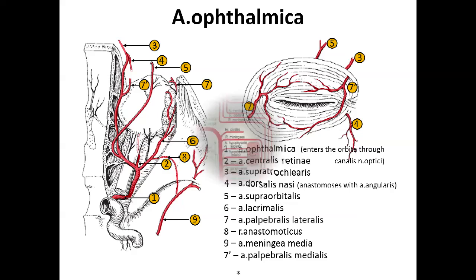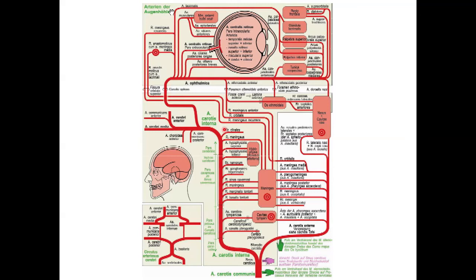And now I'd like to demonstrate another quite complicated picture, again from Lippert, the anatomy of Lippert. You can pause and make a print screen and print it on paper to find all the details, to understand the numerous anastomoses between different vessels of different origin. It's also very important information.